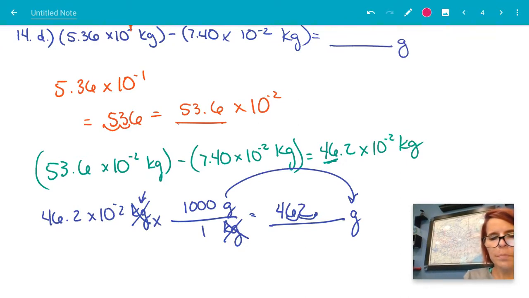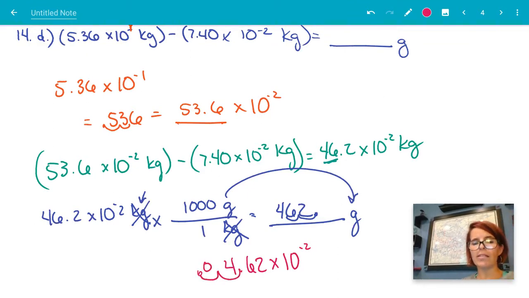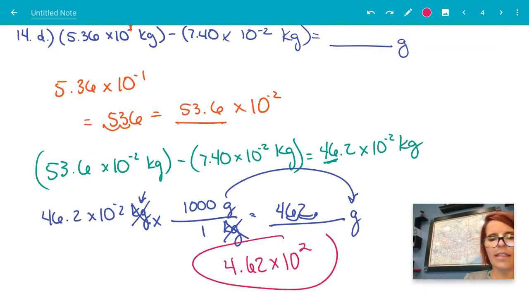Let's say we made it 4.62 times 10 to the negative 2. If we did that, the decimal moves 2 spaces over, and our answer would be 0.0462. That is not what we wanted. So let's go back and try 4.62 times 10 to the positive 2. If we multiplied that, it would bring the decimal over to after the 2, and they would be the same. Hooray! And this, ladies and gentlemen, is our answer for 14D.